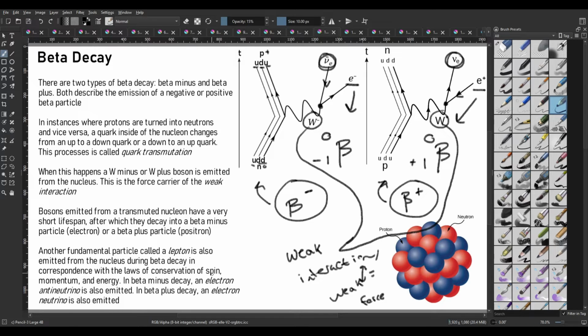So like we talked about on the other slide, these neutrinos have to be emitted as well because we have to obey the laws of conservation of spin, which is also, remember we don't really talk about this, but this is angular momentum intrinsic to a particle that is not spinning but it has some sort of magnetic momentum and energy.